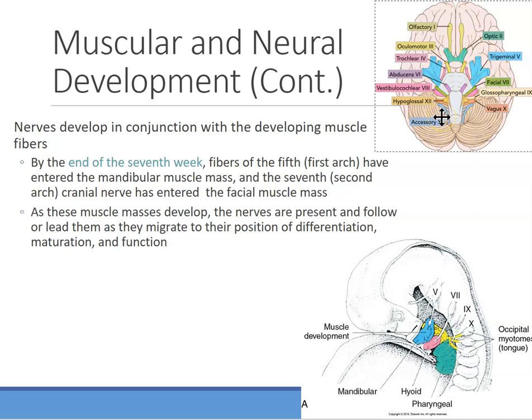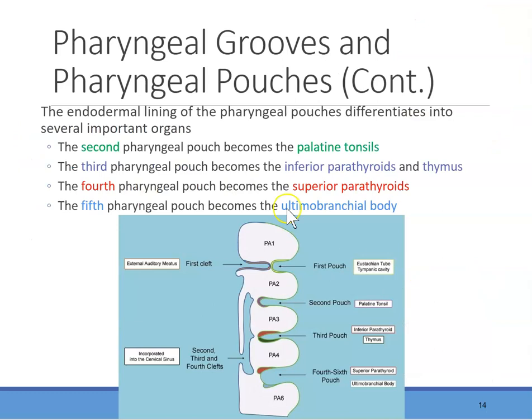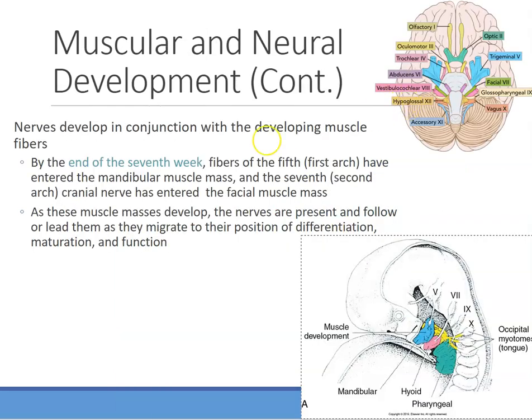But what we need to know for this class is that by the end of the 7th week, each arc makes a nerve, or there's a cranial nerve that gets derived from it. And that's what we're going to look at. So the first arc, and again, when I say arc, I'm referring to this. What cranial nerve does it make? It makes the 5th nerve.